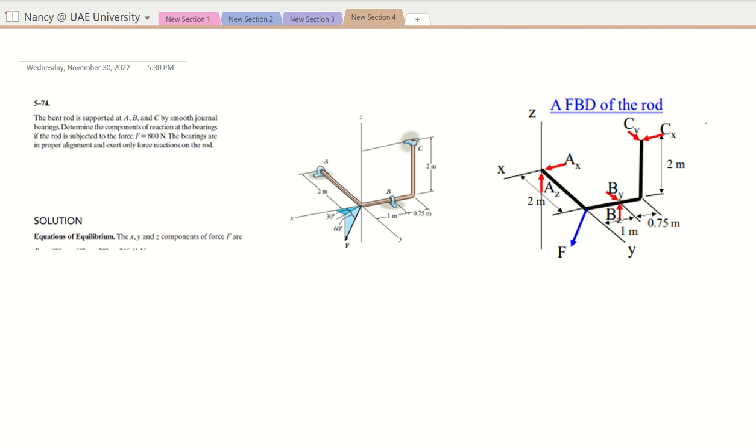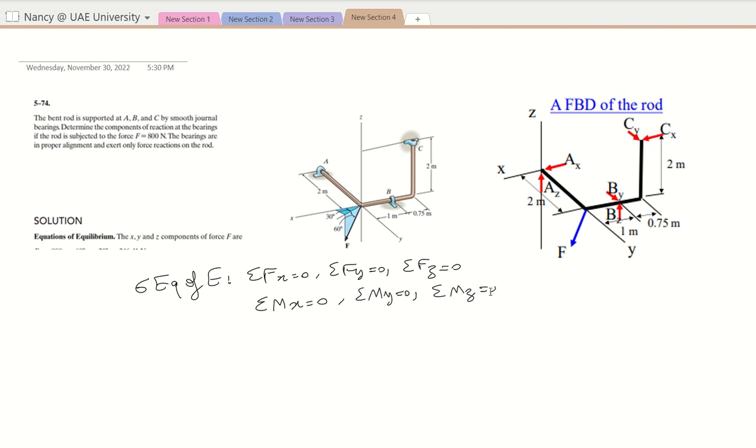Now here, because we are in 3D, we have 6 equations of equilibrium that are summation of forces about x is equal to 0, summation of forces about y is equal to 0, and summation of forces about z is equal to 0. In addition to that, we have summation of moment about x is equal to 0, summation of moment about y is equal to 0, and summation of moment about z is equal to 0.